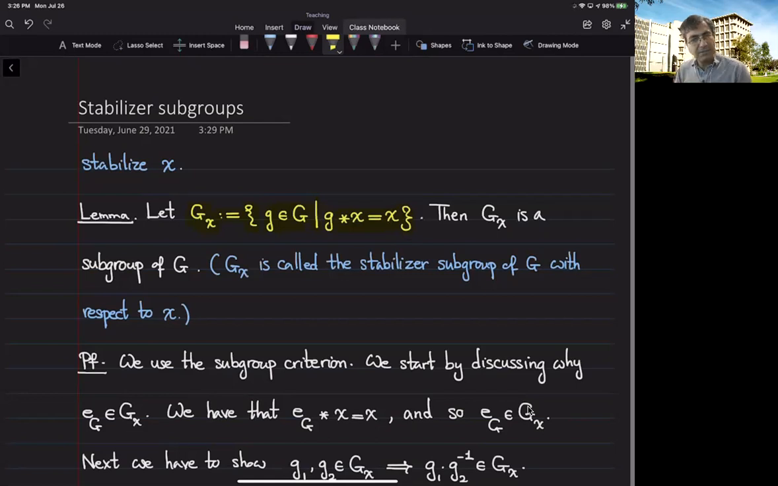If I consider this subset of the group G, it turns out that this subset is indeed a subgroup. And we call this subgroup the stabilizer subgroup of G with respect to the point X.